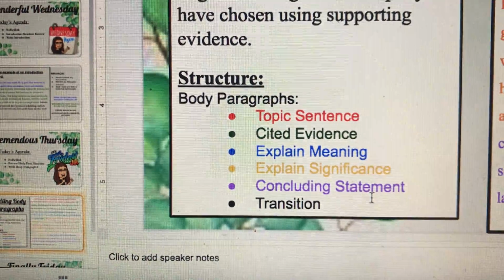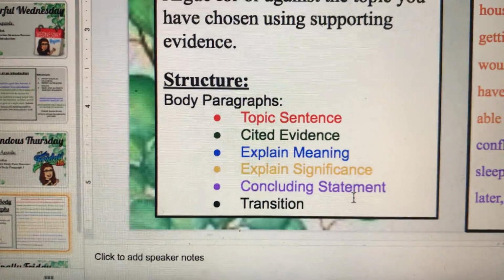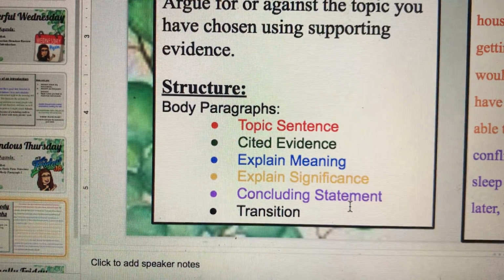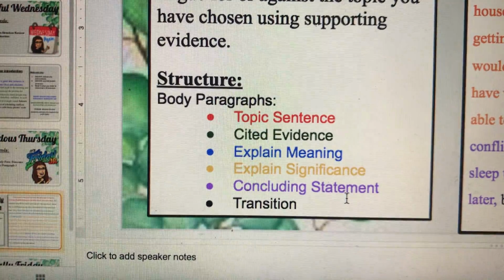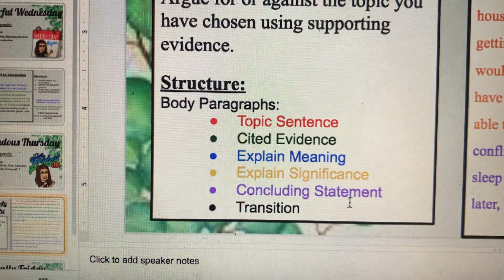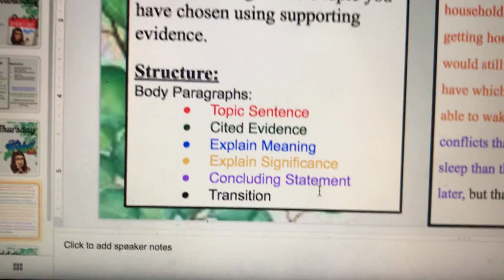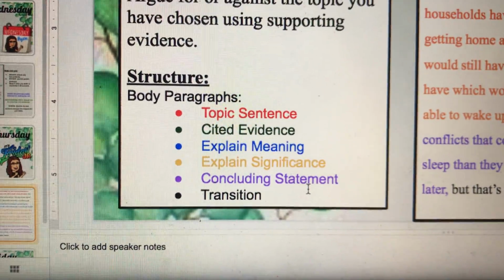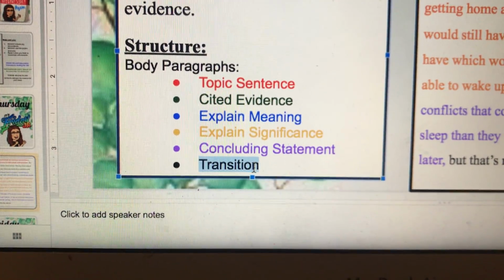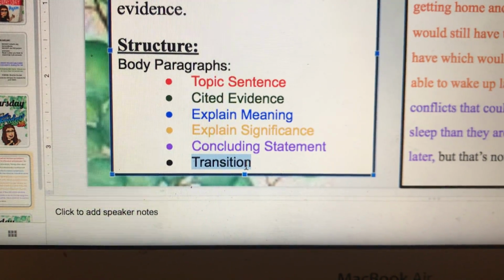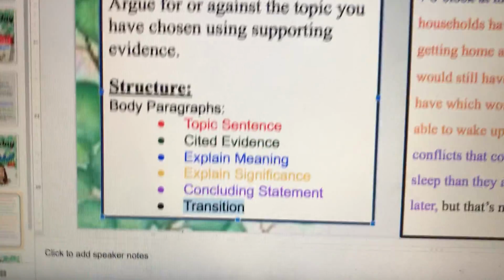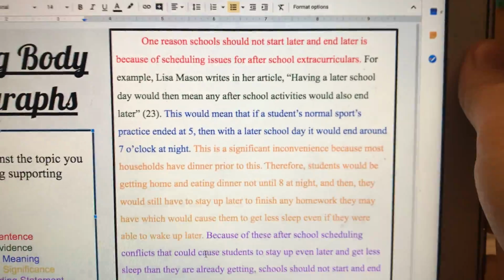You have explained meaning. That is one sentence that explains explicitly what that quote means. Then you have explained significance. Explaining significance is telling why that quote is important and how it actually is supportive. Then you have your concluding statement. This is the conclusion, just wrapping up your thoughts for the paragraph. And the transition. You will only have this transition in the first body paragraph because you're transitioning to the next body paragraph. So let's look at how it is all together.